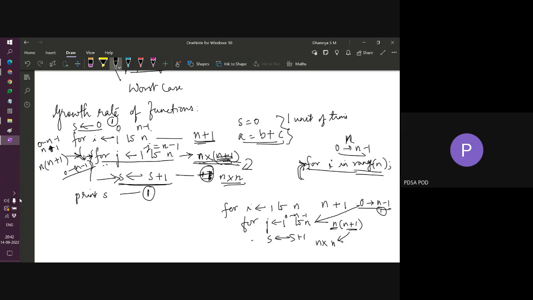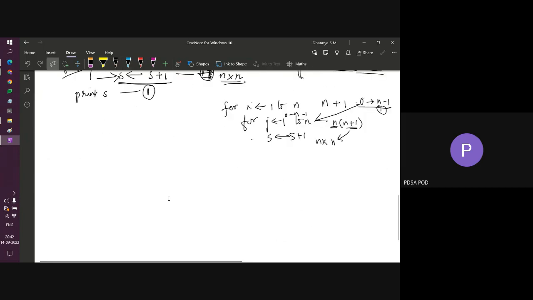Okay. Is this clear? Ma'am, but when the n is large, the plus 1 will not matter, right? No, it doesn't matter at all. I'll just show you.